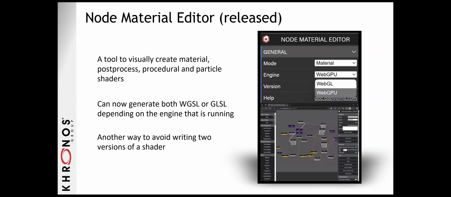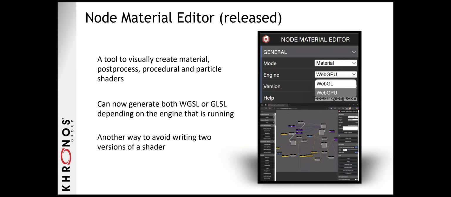Some of you may know the Node Material Editor. It's a visual tool that makes it easy for tech artists and developers to create different types of shaders. We started with material shaders, hence the name Node Material Editor, but now we can do much more. You can do post-process shaders, procedural textures, and particles. Even Cedric and the team added Gaussian splat shaders, so you can apply a custom material to a Gaussian splat mesh, for instance, using a shader.